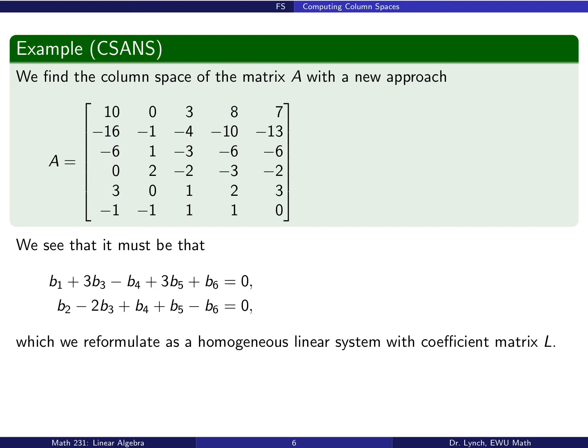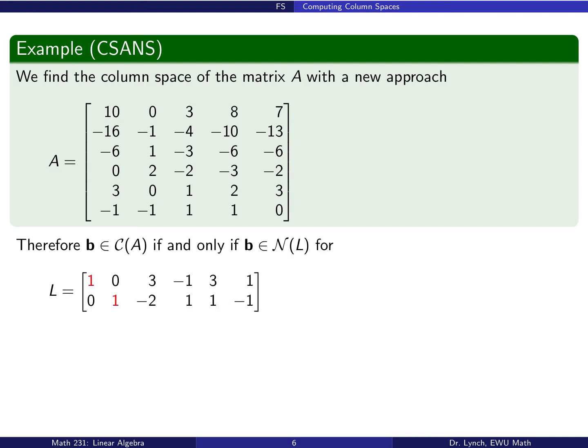I'm just picking off those two expressions on the right-hand side, setting them equal to 0 and cooking up a homogeneous linear system based on those equations. We can think of this as a homogeneous linear system with coefficient matrix L, right? The coefficient matrix L you can find by just picking off the coefficients of this homogeneous linear system and shoving them into a matrix. That matrix, of course, is going to have 2 rows and 6 columns.